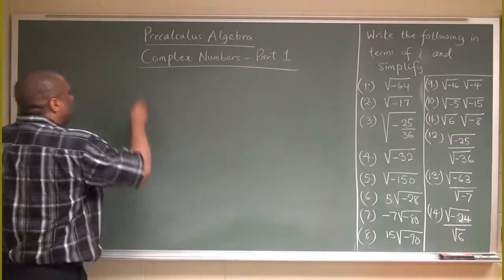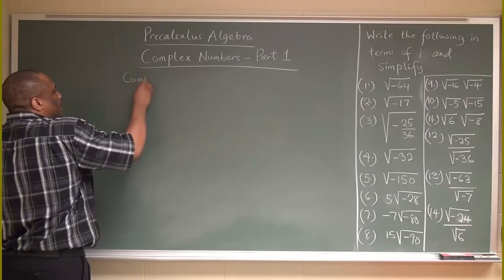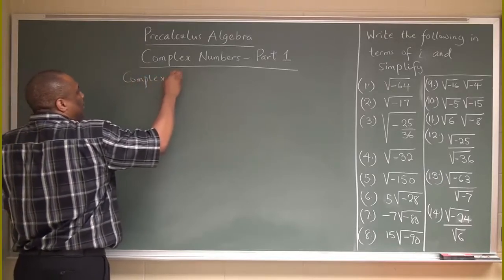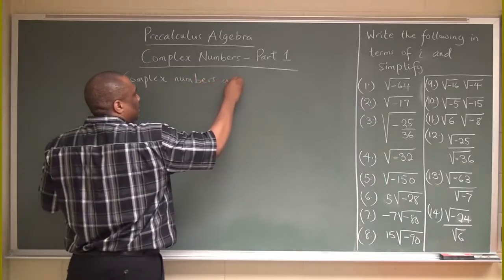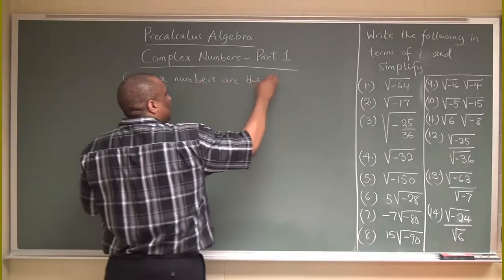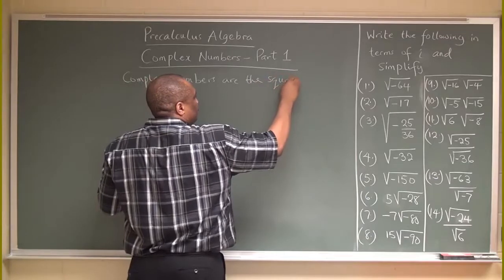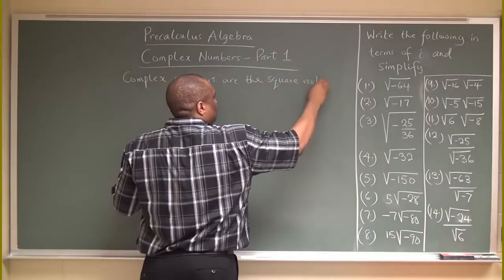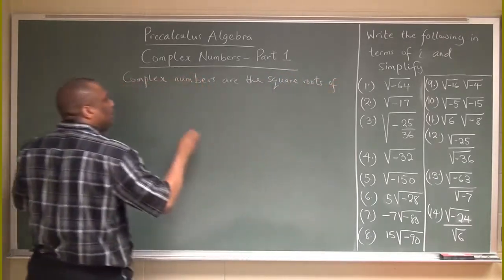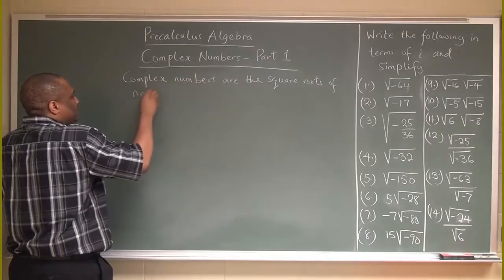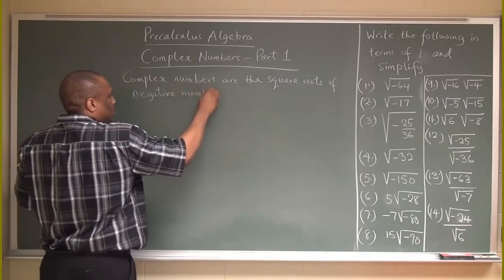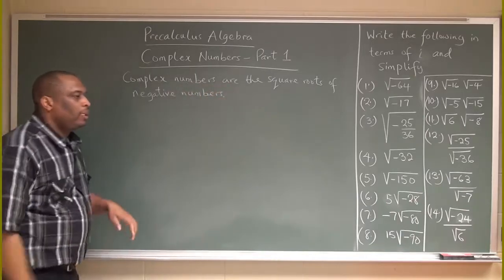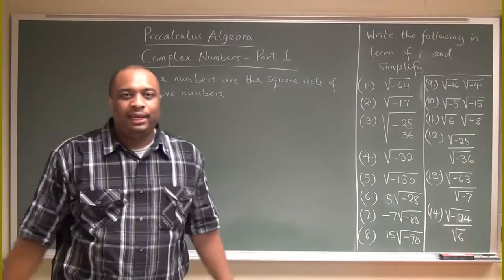So we say that complex numbers, the simple definition, are the square roots of negative numbers. We can define it as the square root of negative numbers.